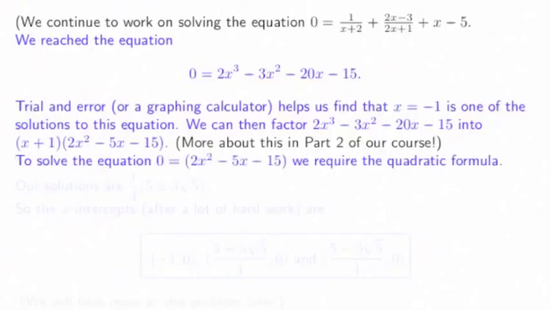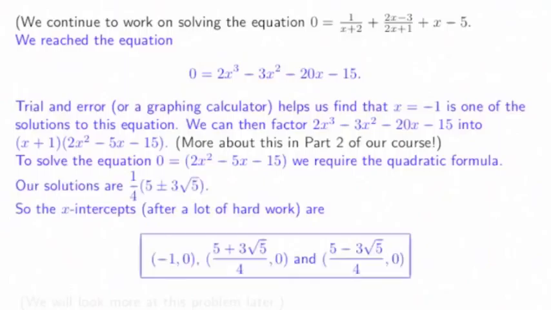To solve the equation 0 equals 2x squared minus 5x minus 15, that quadratic, we need the quadratic formula. After we plug in a equals 2, b equals minus 5, and c equals minus 15 into the classic quadratic formula and simplify, our solutions are 1/4 times 5 plus or minus 3 square root of 5.